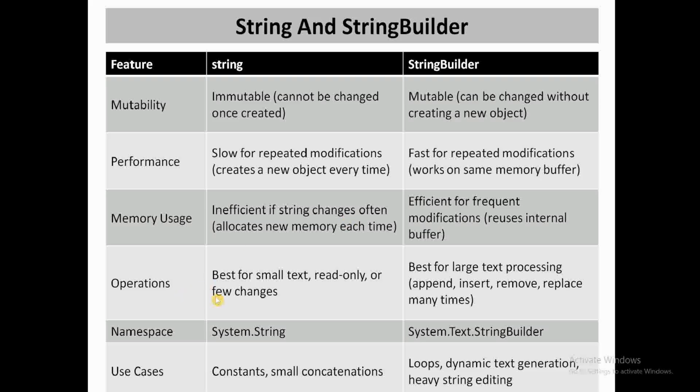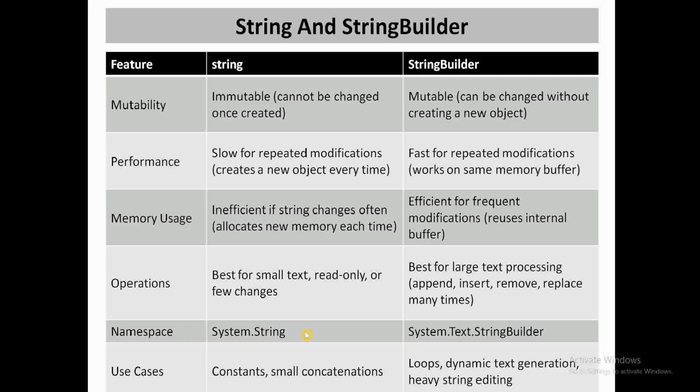Next one is operations. String is best for small text, read-only or few changes. So it is very good if we have small text, meaning small values, and we do not want to do modification on it, and it is mainly used for read-only, and a few things we can do in string. But StringBuilder is best for large text processing: append, insert, remove, replace, many times. Meaning it is good if we have a bulk amount of data and we want to do frequent modification, then we can use these methods like append, insert, remove, replace as many times as we can.